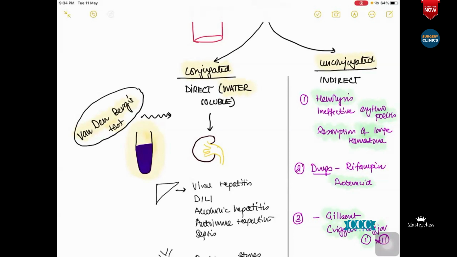Okay. And if it doesn't react, then you do not have conjugated. It is a test for conjugated bilirubinemia. So if you have purple color, you have conjugated bilirubin. If you don't have it, it is unconjugated bilirubin. Okay. So did you understand the point? Where is it called unconjugated bilirubin or an indirect bilirubin?